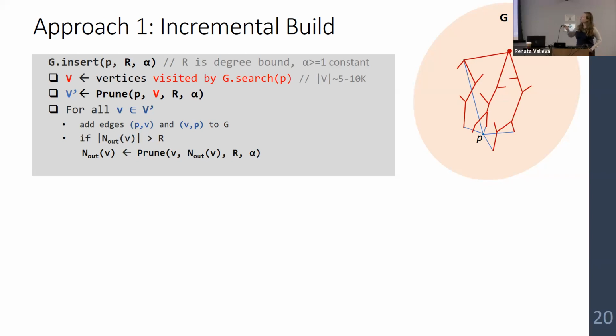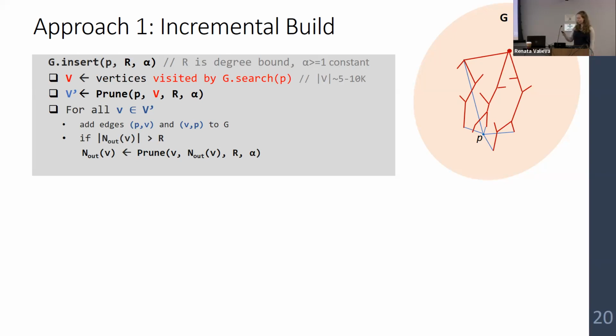And our heuristic for doing this is, for all of the vertices that P forms an edge to, if P forms an edge to little v, we attempt to form an edge from little v to P. And this might overflow. So we've established this degree bound R, which might overflow. So if we overflow the neighbors of little v, we also apply the prune procedure to little v.